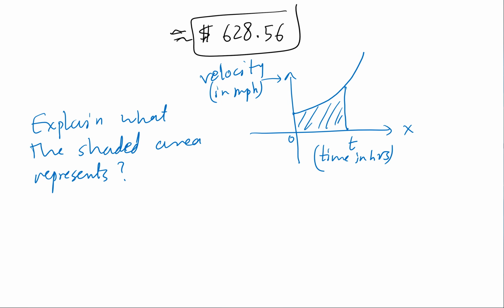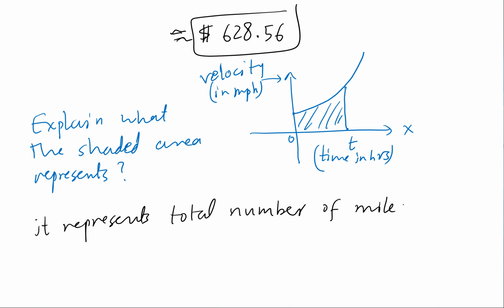I think that's what we started with in the previous section. You have time and velocity. If you multiply them together, it gives you the distance traveled. So the shaded region represents the total number of miles traveled in T hours. That's what this represents, total number of miles traveled in T hours.